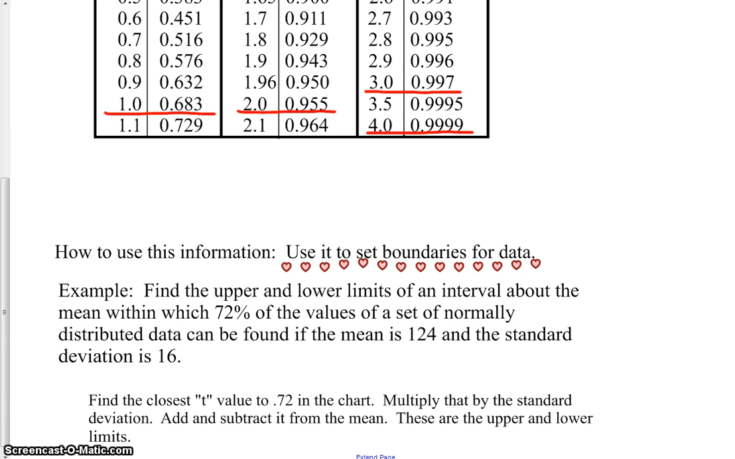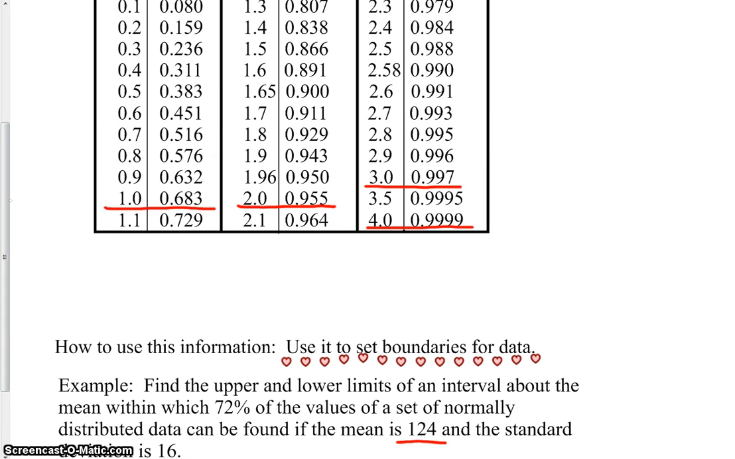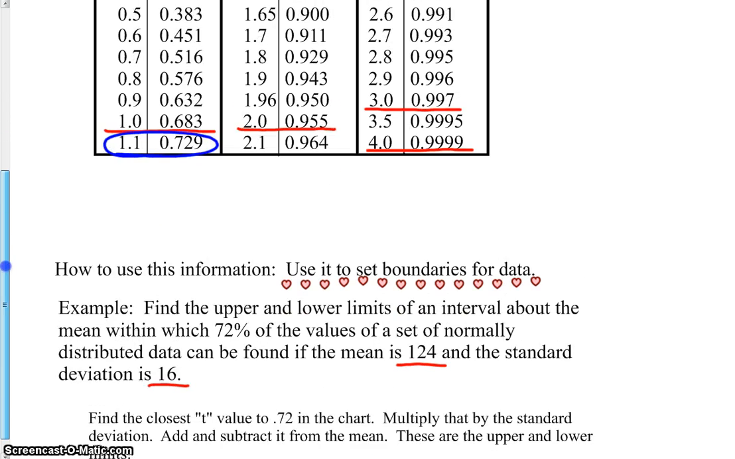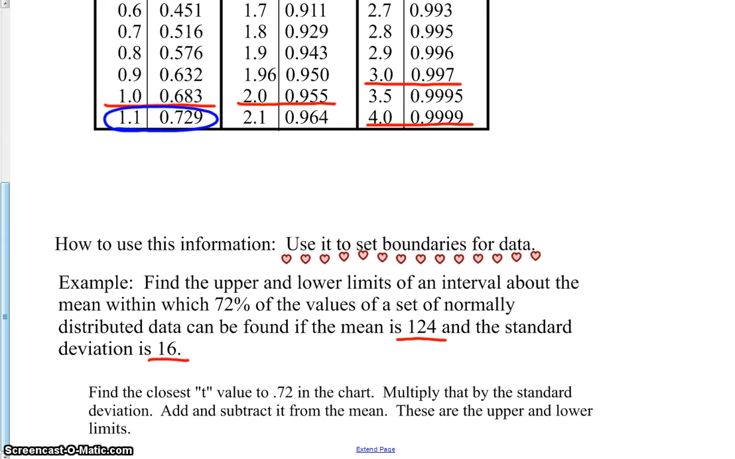First, let's use this chart to set boundaries when we know the mean and the percentage we are interested in. If the mean is 124 and the standard deviation is 16, and we want the boundaries for 72% of the data, the first thing we're going to do is find the value of T in the chart for 72%. We need to know how many standard deviations away that is. And the closest number for that is 0.729. So we're going to say that 72% is about 1.1 standard deviations away from the mean.